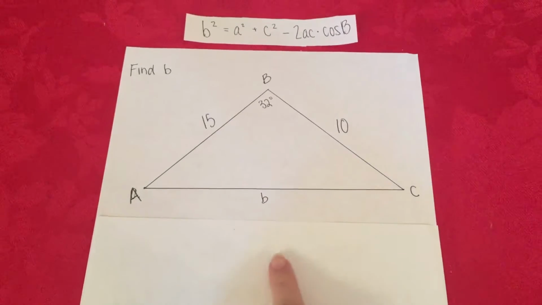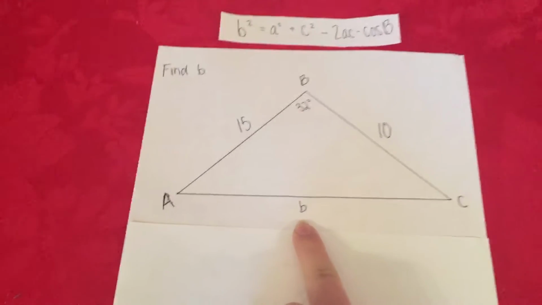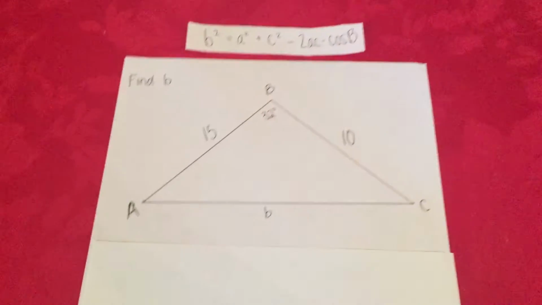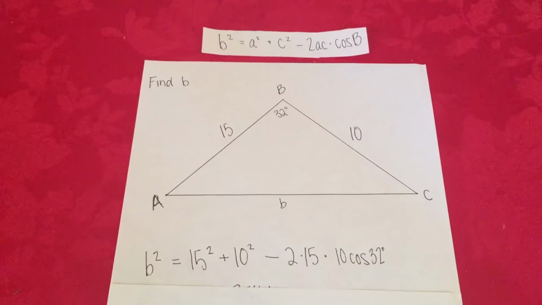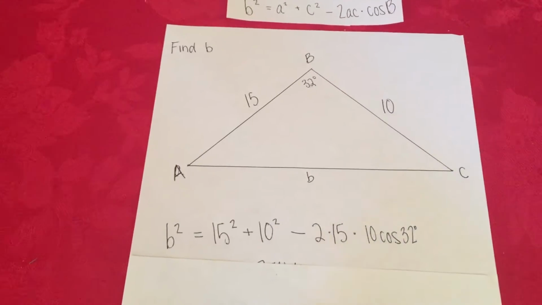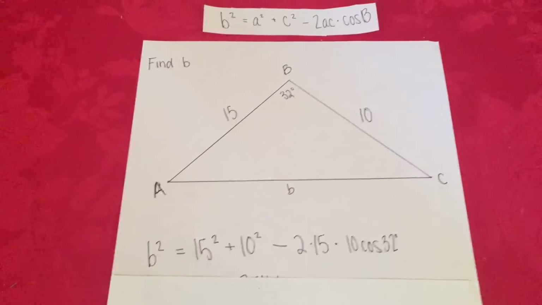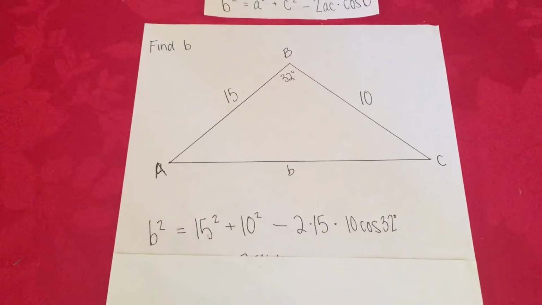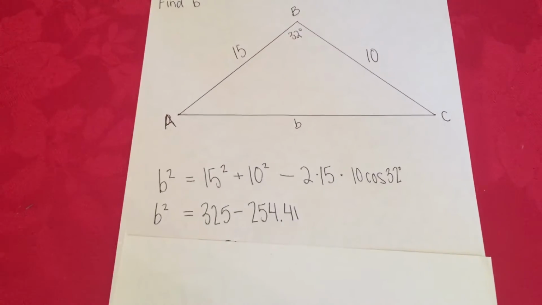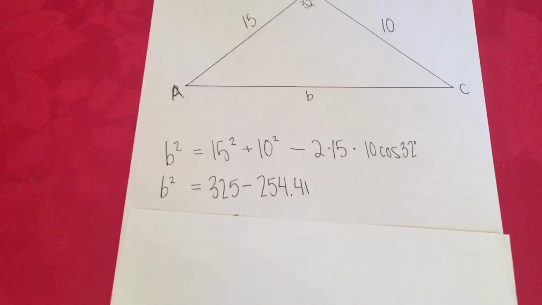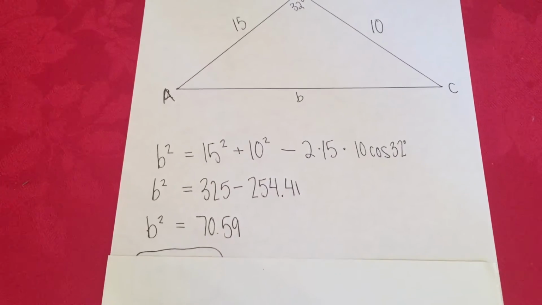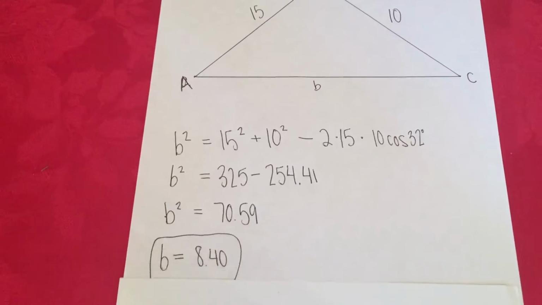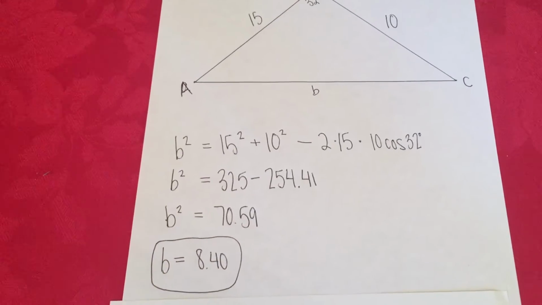So we have to find the length of side B when we know the lengths of the other two sides and the angle. Once you plug those numbers in, you get b squared equals 15 squared plus 10 squared minus 2 times 15 times 10 times the cosine of 32 degrees. And b squared is equal to 70.59. Then once you find the square root, you get b is equal to 8.40.